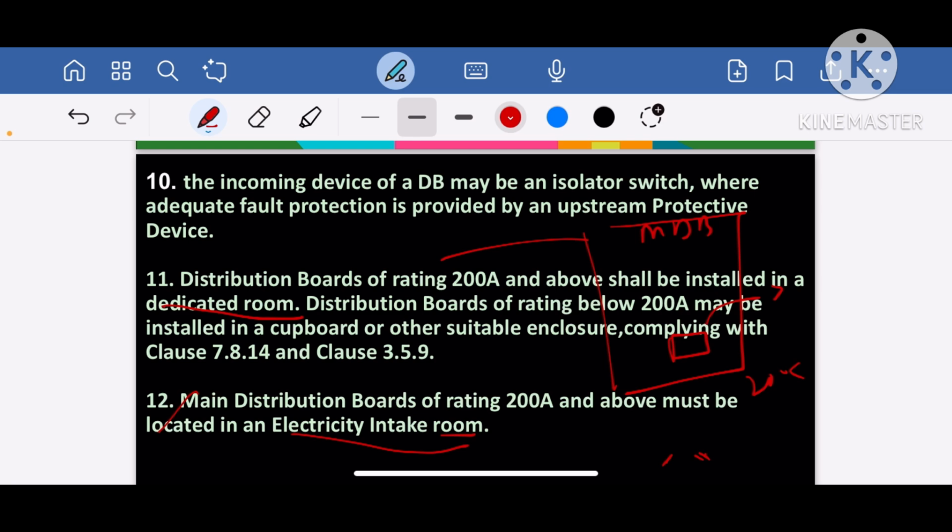But suppose 200 ampere is the breaker rating for the same panel, but this time it's not an SMDB and MDB, then it should be in the electrical room only. Hope you are very clear with this point. Now let us move to the other point.